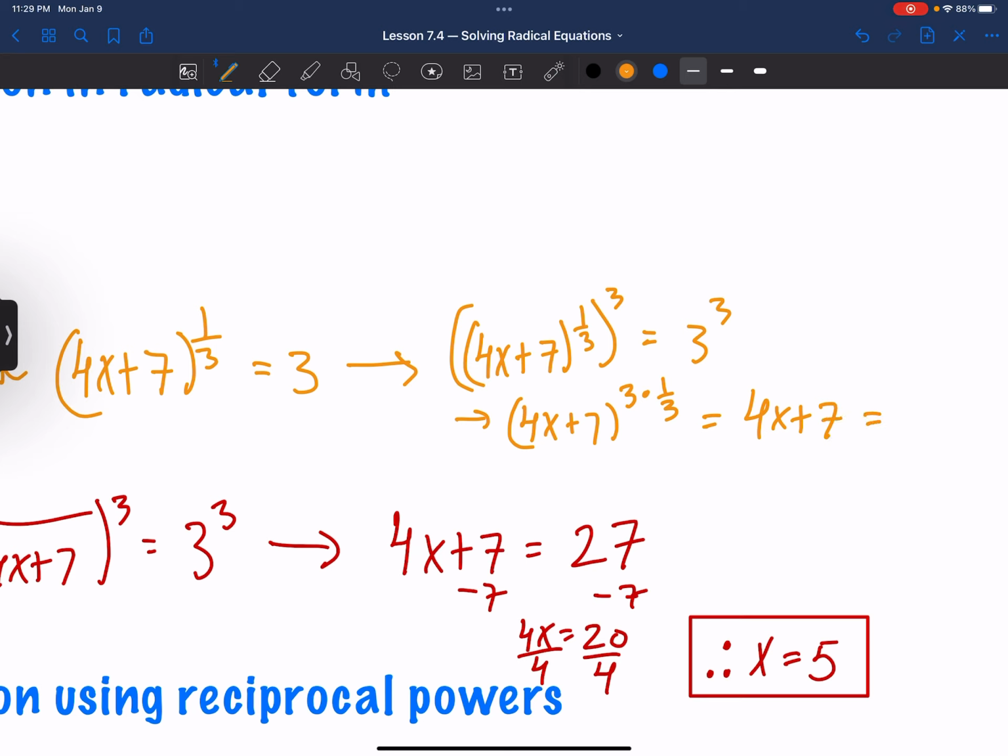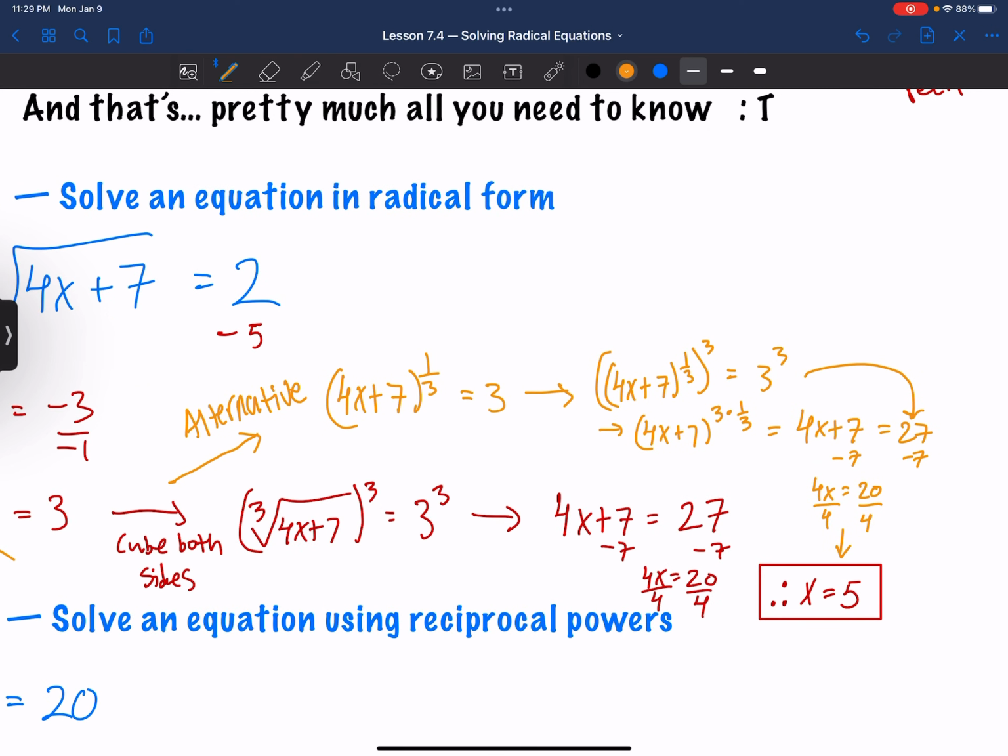And then that equals the 3 cubed, which is your 27. And then, of course, it is the same exact process, minus 7 from both sides. You get 4x equals 20 again, divided by 4, leading to that same exact result, x equals 5. Okay, you don't have to write it that way.